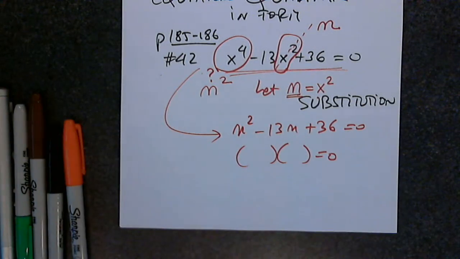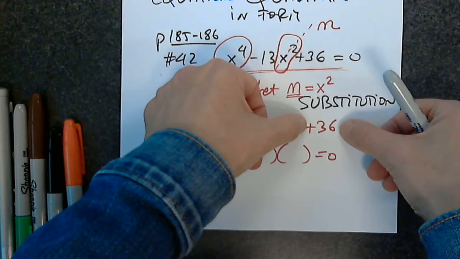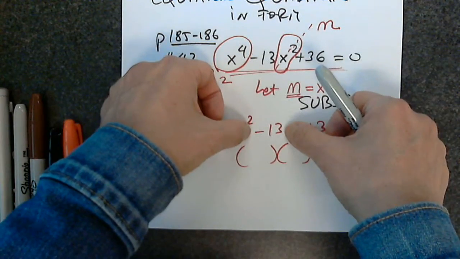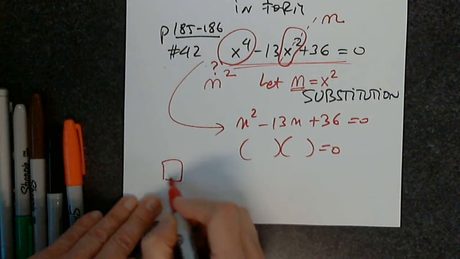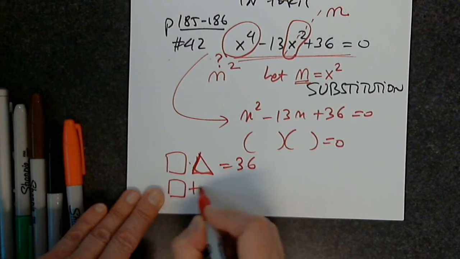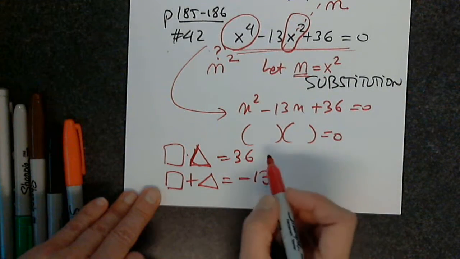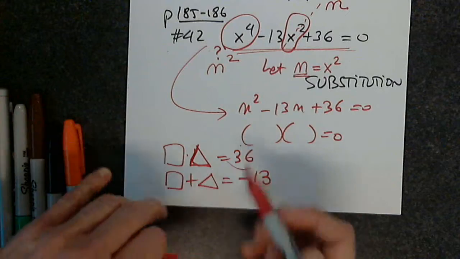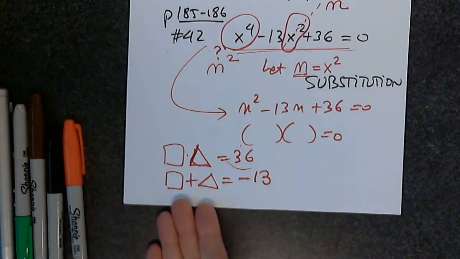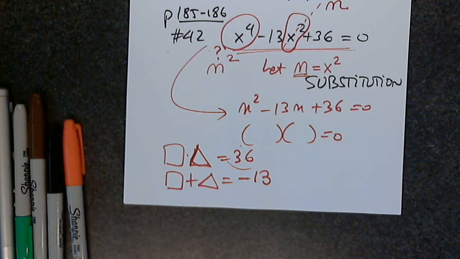So then how do I factor this? The product is 36. No one asked problems like that. The product of the two numbers that I need is 36, and the sum of the same numbers is negative 13. Since the product is positive, I'm looking for two numbers with the same sign. But since their sum is negative, I know exactly what sign they must have. Yes, Marcus?